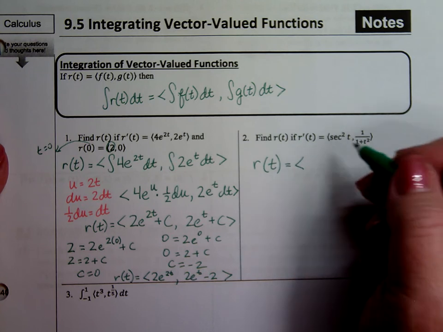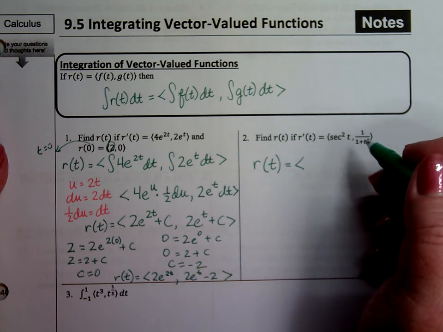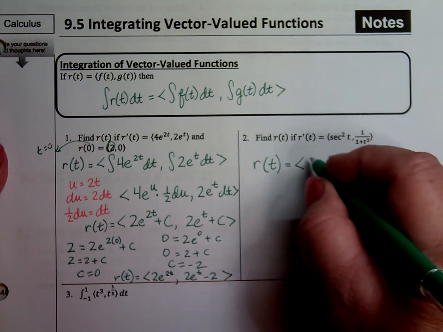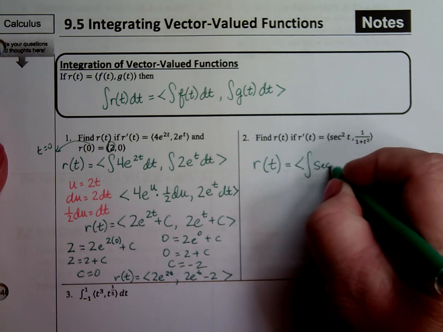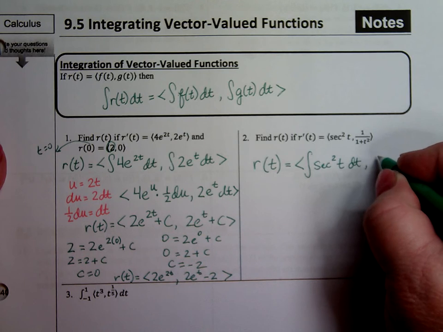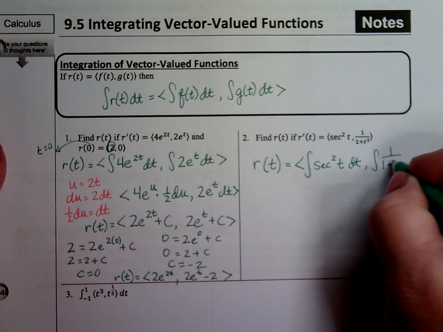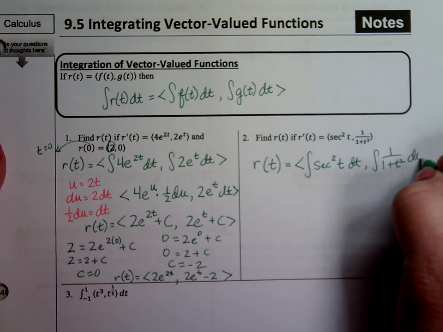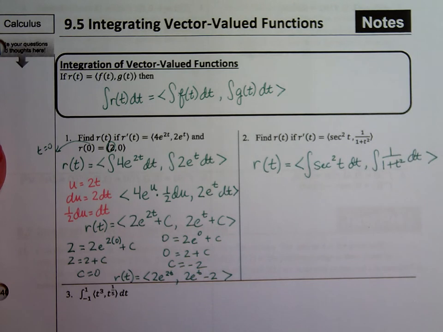Whose derivative is secant squared? So you're going to find the integral of secant squared t dt. You're going to find the integral of 1 over 1 plus t squared dt, and that's going to be your resulting integral vector.